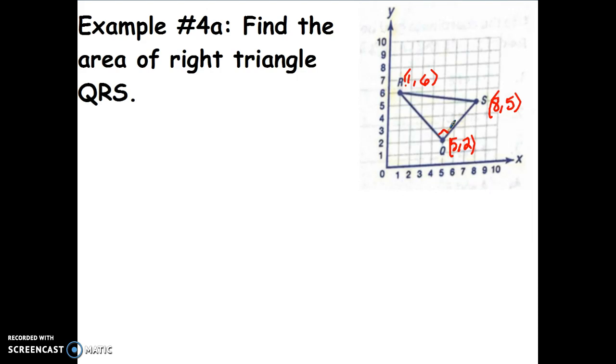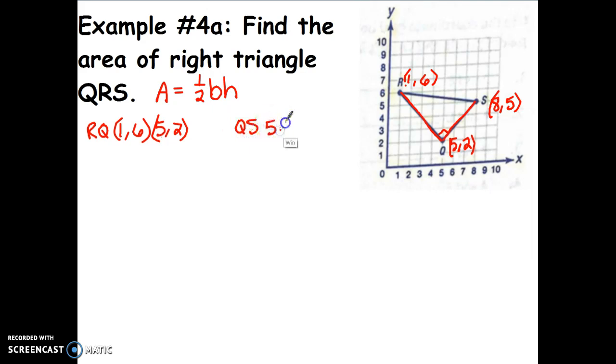So we know that the area of a triangle is 1/2 base times height. So all we need to figure out is the base and the height. Okay, so we don't have to figure out this line segment. So we're going to start with RQ, that is (1, 6) and (5, 2). And then we're also going to find QS, and that is (5, 2) and (8, 5). So we're going to have to do distance formula twice because we have to find those two line segments.